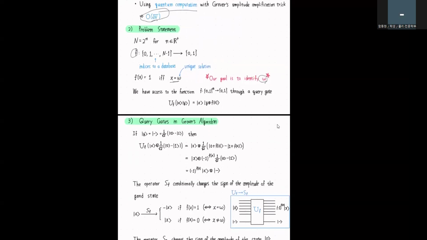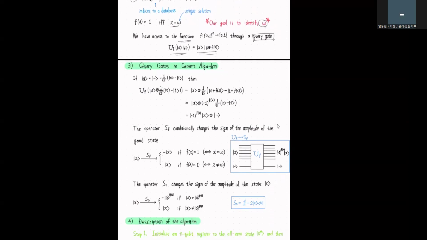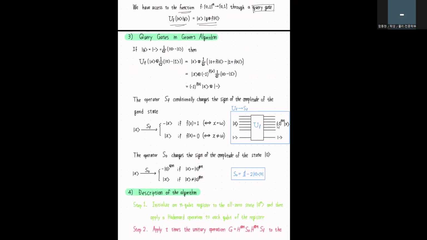And of course, we have access to the function by what's called a query gate, which, as we saw before, outputs this value. Basically, its role is to output the value of f of x. So this is the basic procedure for Grover's algorithm, which uses this nice property.